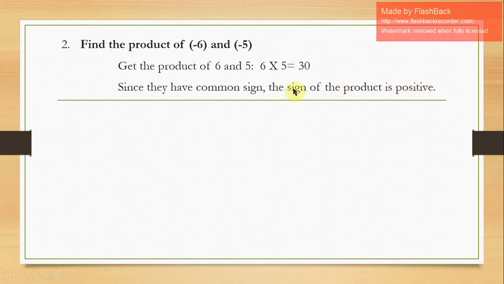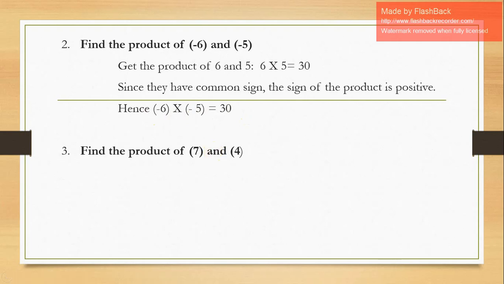Bakit common sign? Because the sign of 6 is negative, the sign of 5 is negative. We need to follow rule number 1. If the given numbers have common sign, the product is always positive. Therefore, or hence, negative 6 times negative 5 is equal to positive 30. So, let's have another example for rule number 1.